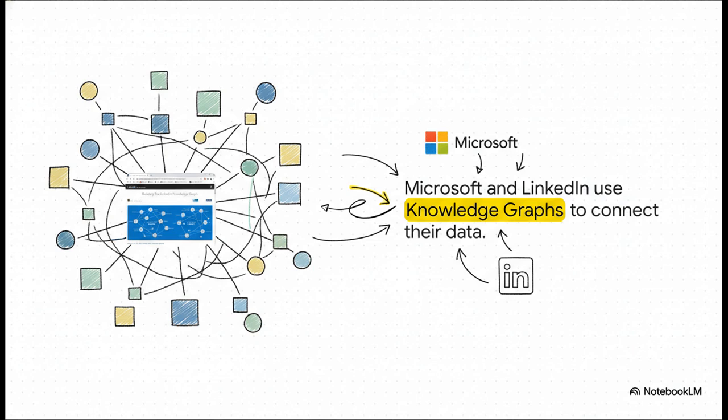Think about it. Instead of just having a folder of documents about Microsoft and another one for LinkedIn, a knowledge graph creates a web of data. That means the relationship itself, like this person works at Microsoft and also has a LinkedIn profile, becomes a piece of data you can query. It's the connections that matter.